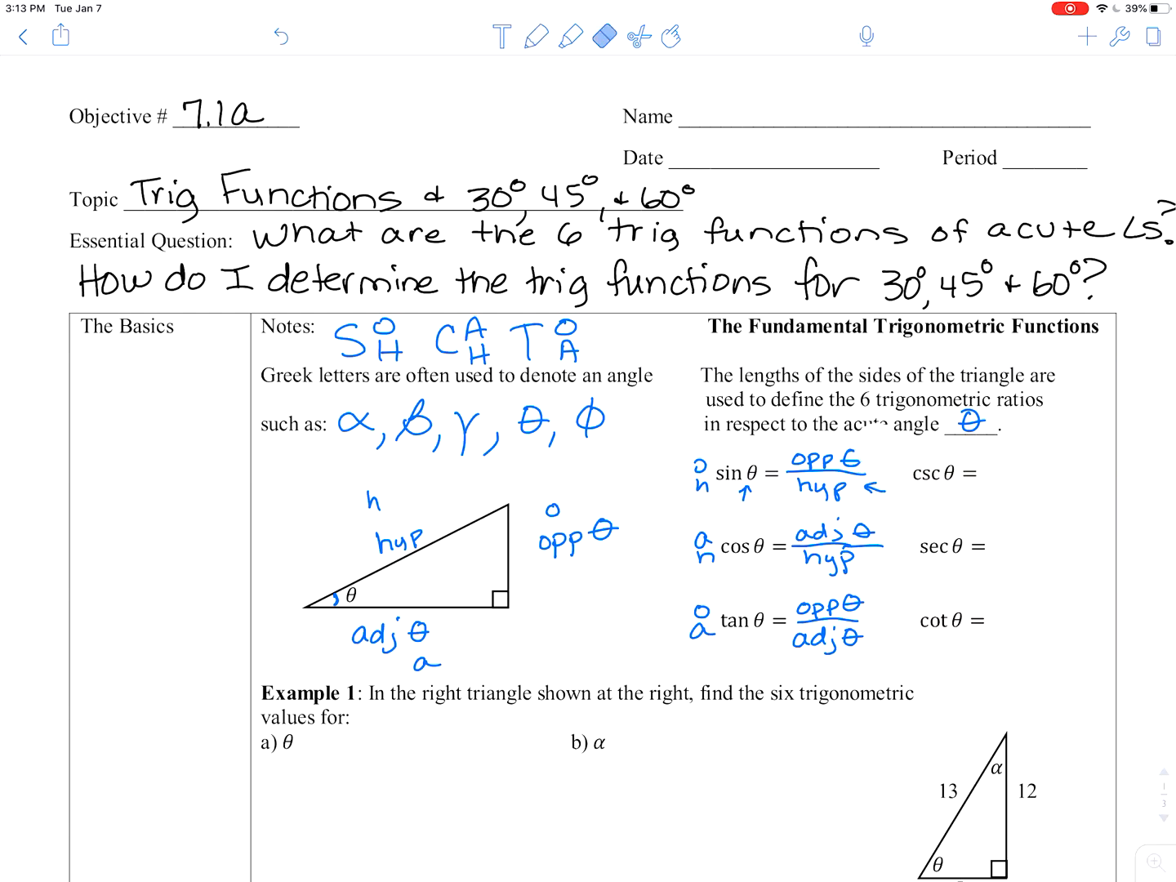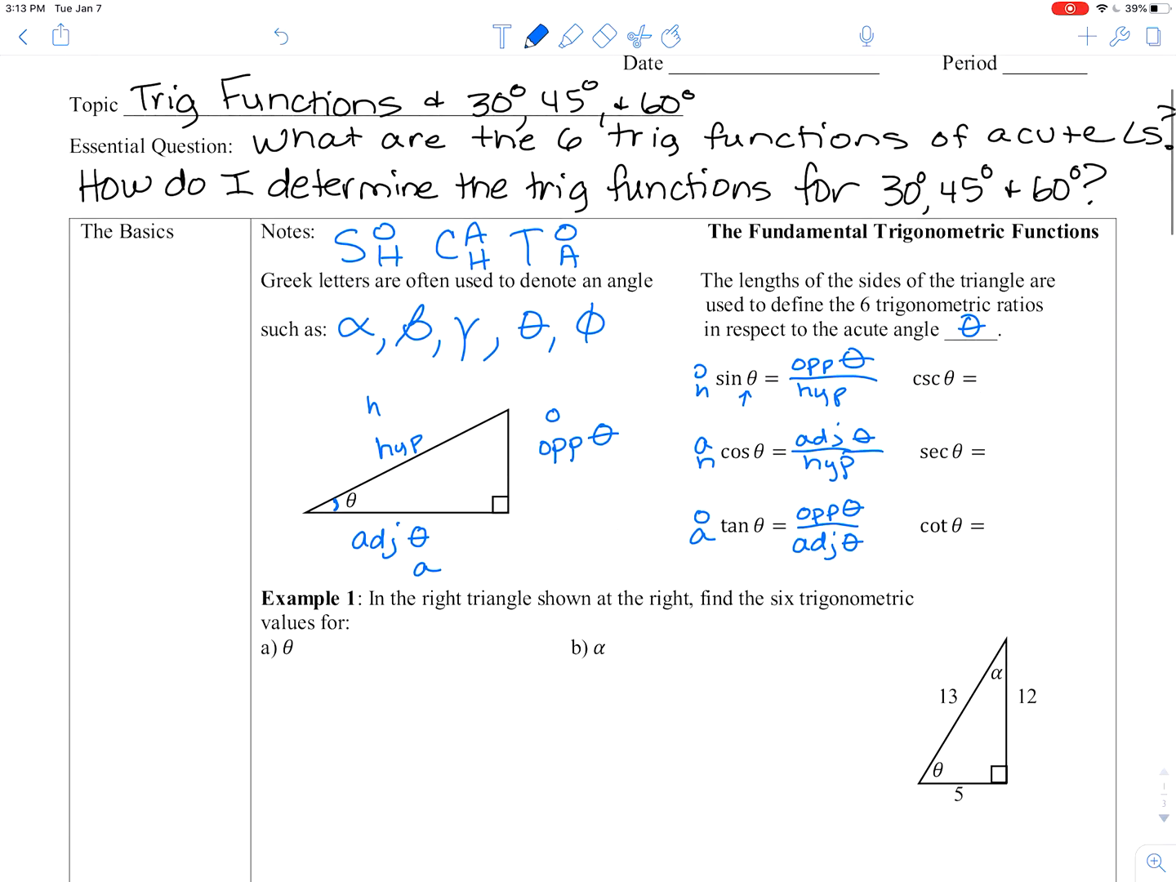Now, these other 3 trig functions you may not be familiar with. These are cosecant, secant, and cotangent. And you'll see in a little bit how those are spelled. Well, cosecant is the reciprocal of sine. So it's H over O, hypotenuse over opposite theta. Secant is H over A, so secant would be hypotenuse over adjacent theta. And cotangent is A over O, so it's adjacent theta over opposite theta.